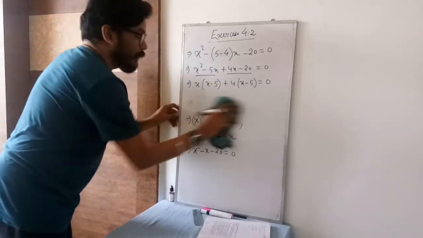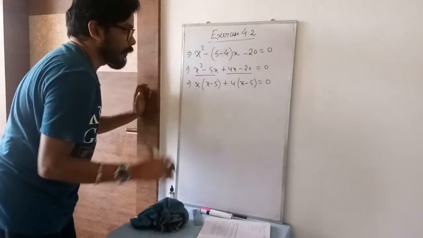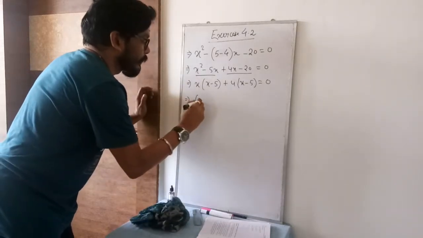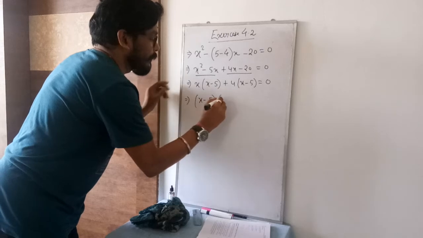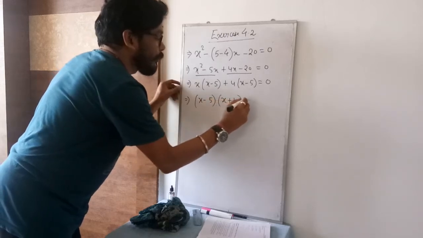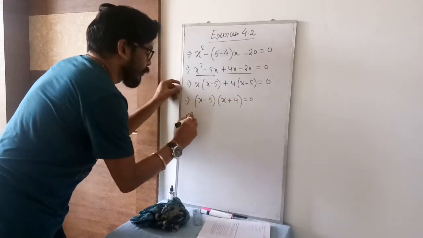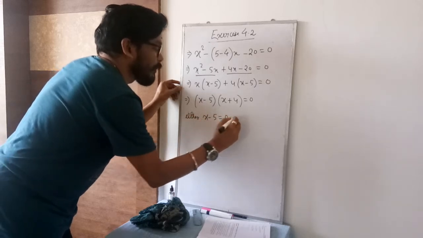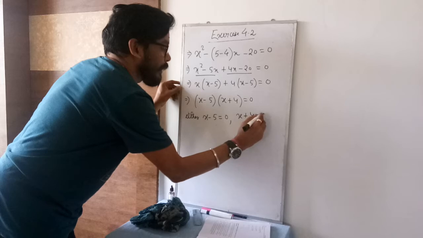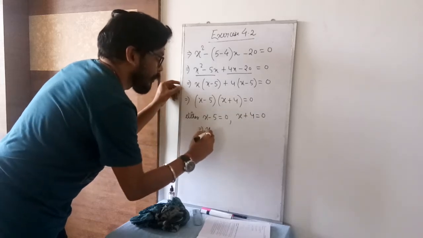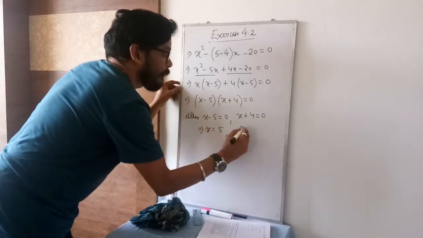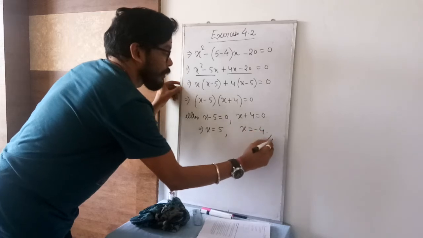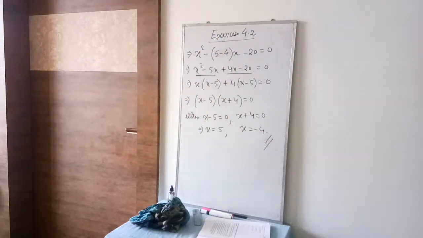I will rub the lower part now. So further you can take common x minus 5, x plus 4 equal to 0. So either x minus 5 equal to 0 or x plus 4 equal to 0. So you got x equal to 5, x equal to minus 4. Take the screenshot. This is the final answer.